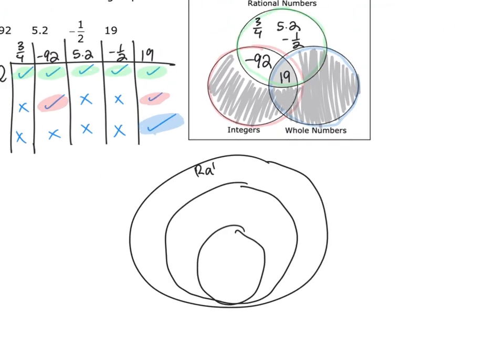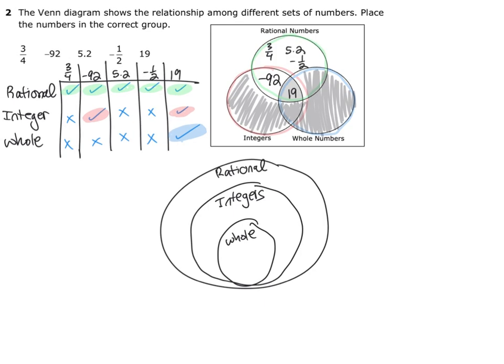It's going to show the exact same information, but using an Euler diagram that's not a Venn diagram. Venn diagrams have to show all the overlapping regions. But we're going to just show the ones that we need right now. So in our whole number section, we're going to have 19. 19 is a whole number, an integer, and a rational number.